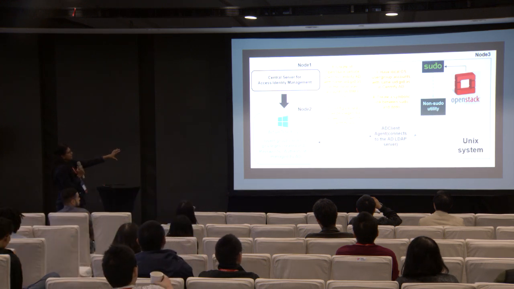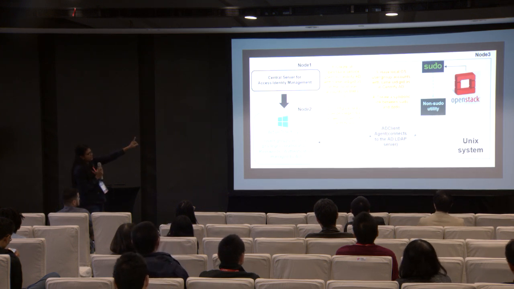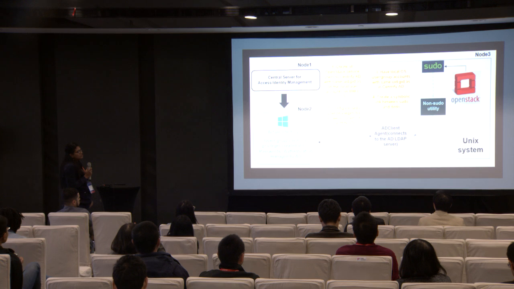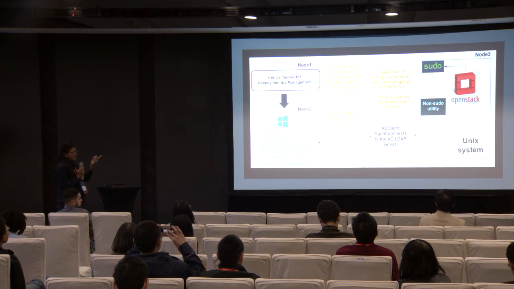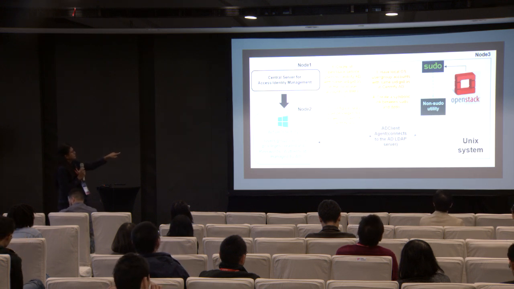The third and the fourth one basically talk about the fact that there is no sudo, so like I mentioned, we created a symbolic link. So if, in OpenStack, a particular service runs a command which needs sudo, because of the symbolic link, it instead invokes the non-sudo utility. The non-sudo utility then talks to the Active Directory and the central server to figure out if the access is there or not, and then it goes about performing the activity.